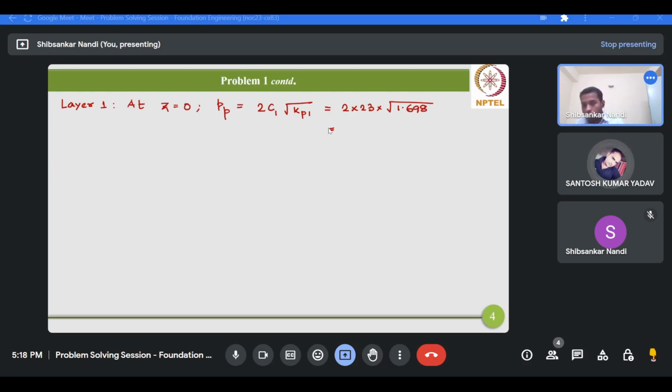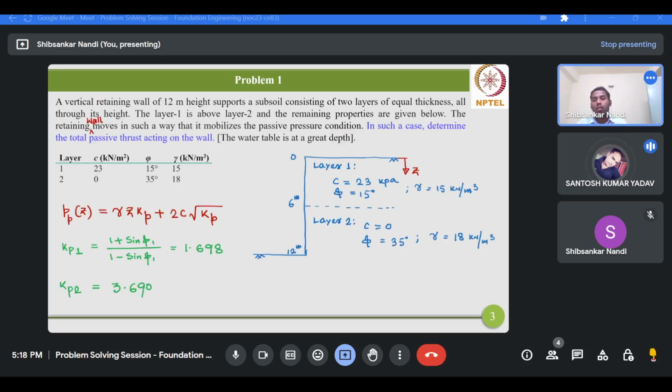Sir, why did we not consider the first value here, the gamma z Kp term? Because we are calculating the passive earth pressure at z equals to 0, just at the top, the surface of the layer.